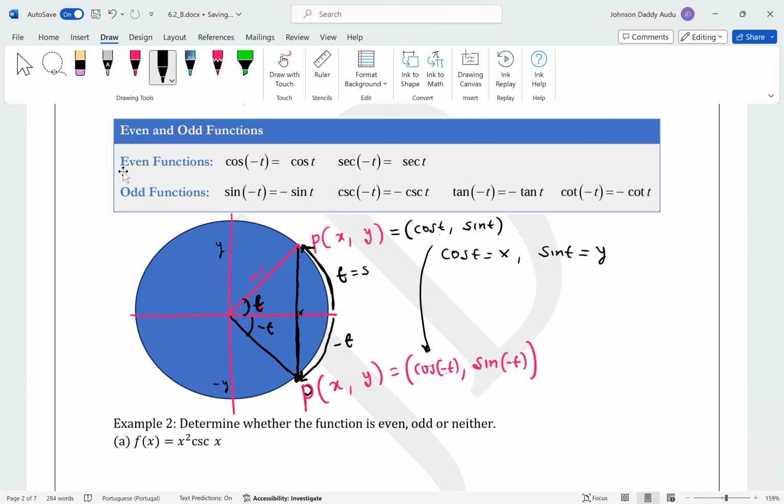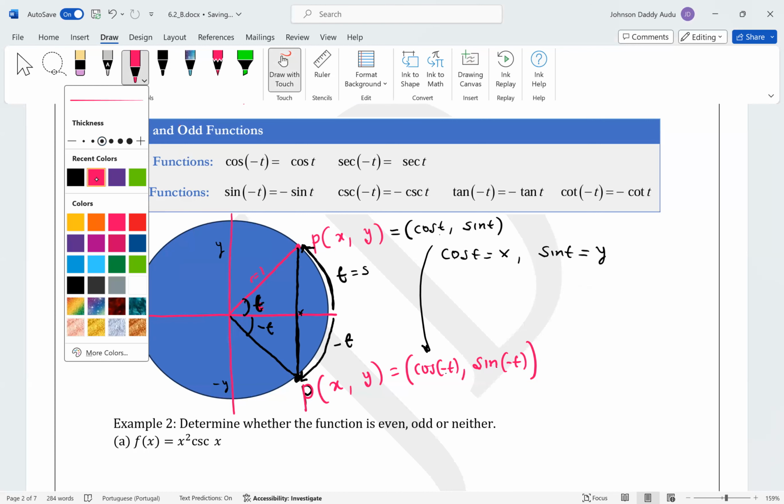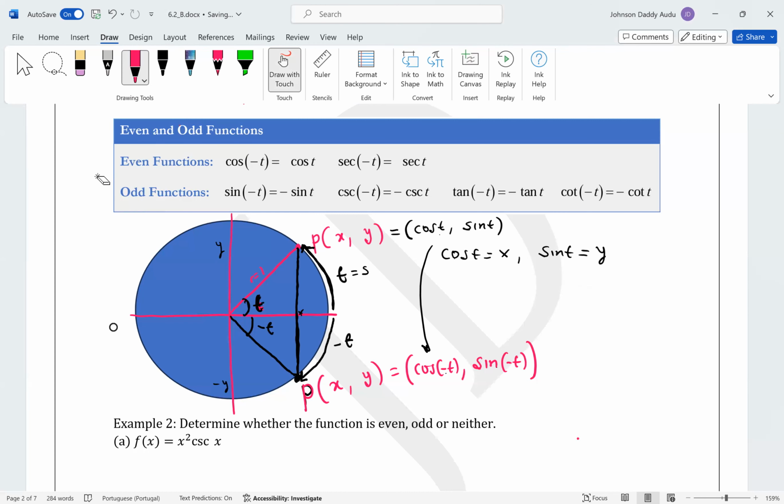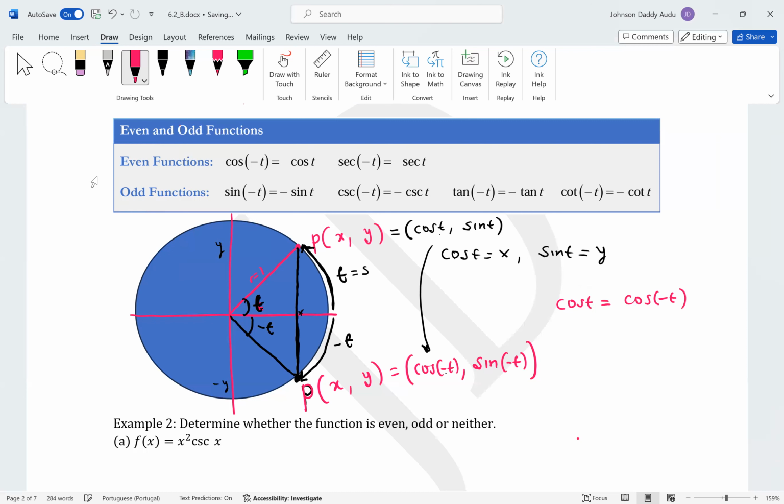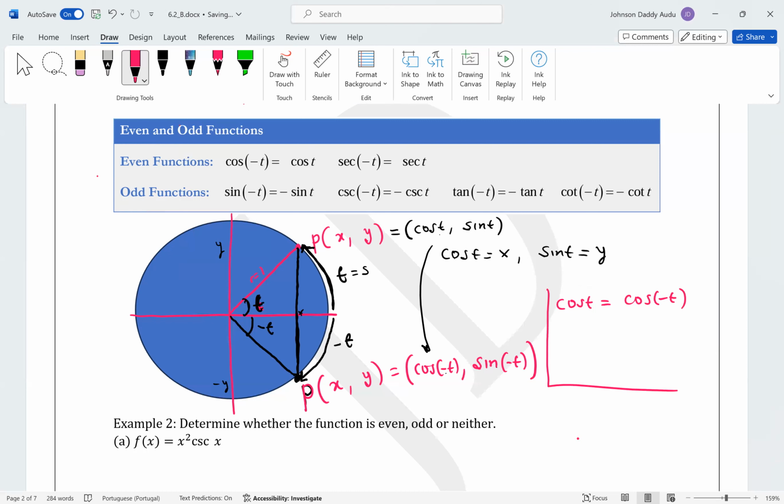We can see the x values are the same. So cosine of t is the same thing as cosine of minus t, right? And we can see that the sine of t is not the same thing. You have to add a minus here before you can say it is the same thing as sine of minus t.